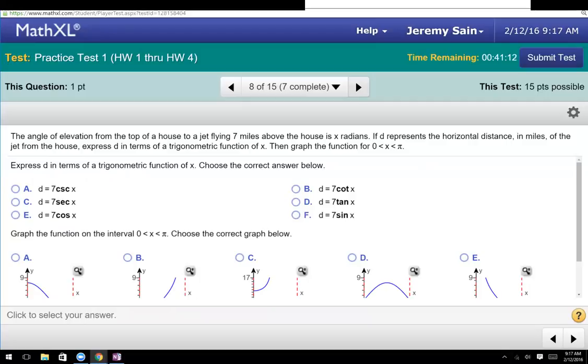The angle of elevation from the top of a house to a jet 7 miles above the house is x radians. So let's draw a picture.